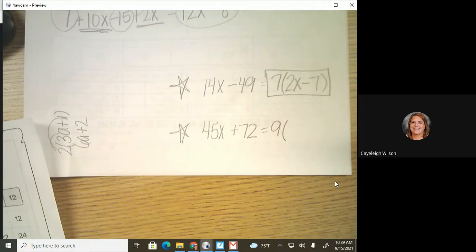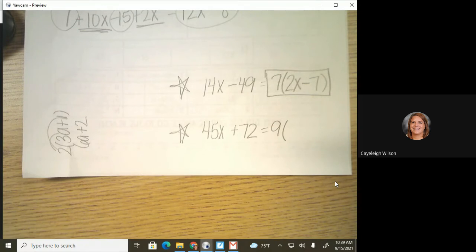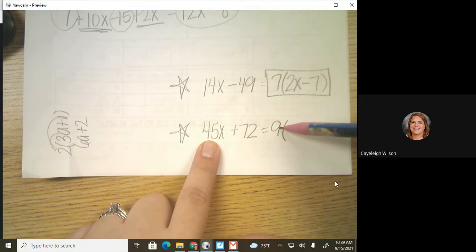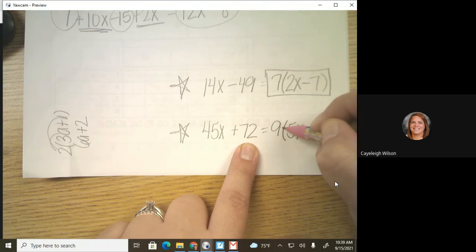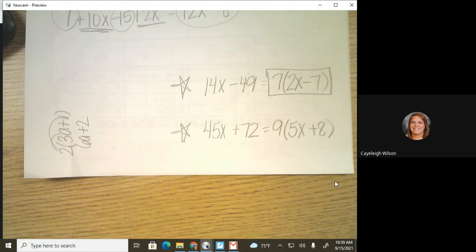Okay. Now, what do I do now? I divide it out. So 45 divided by 9 is 5, so 5x. And 72 divided by 9 is 8. So 9 times 5x plus 8.